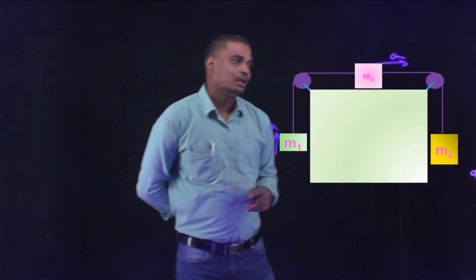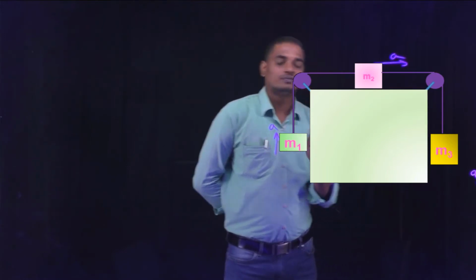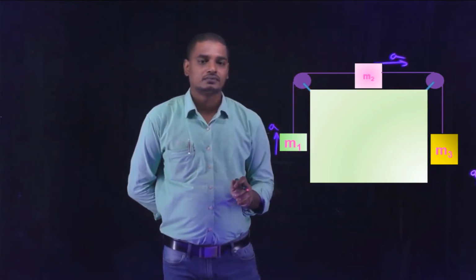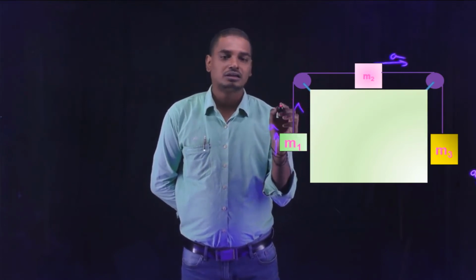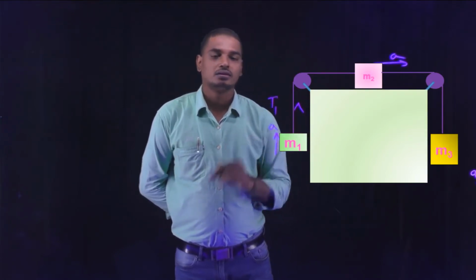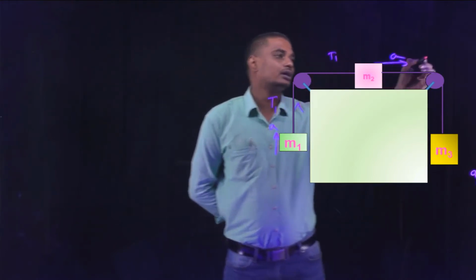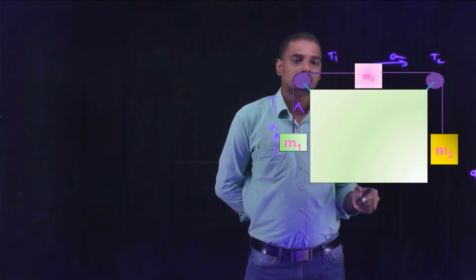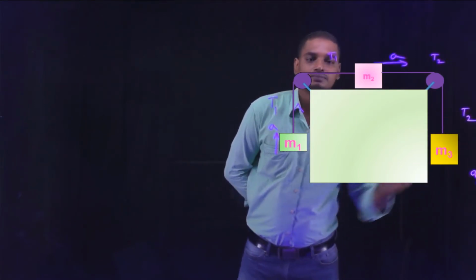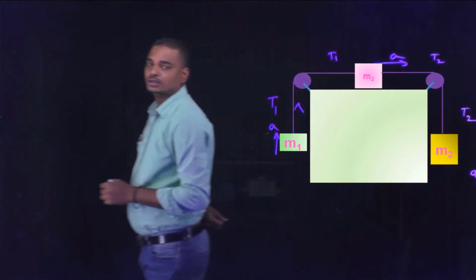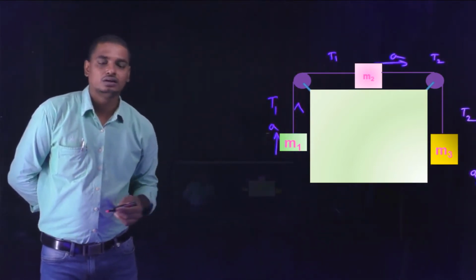So here there are 2 pulleys, so we have 2 different tensions in the strings. Let us consider the tension in the first string to be T1, and here the tension in the second string will be T2.